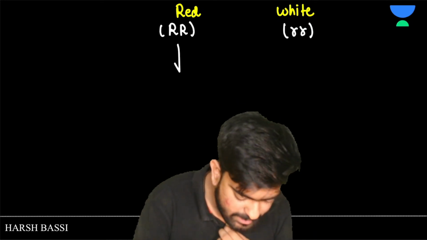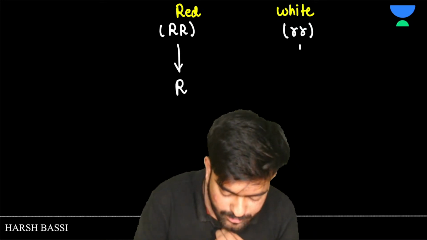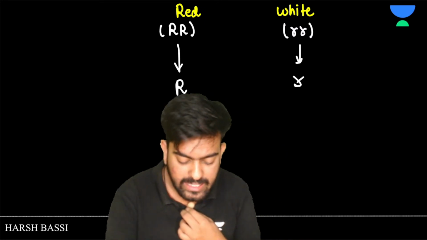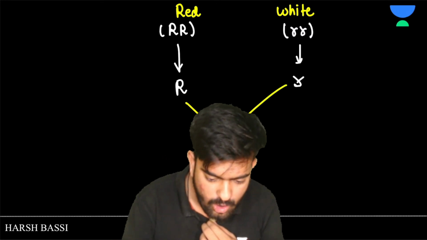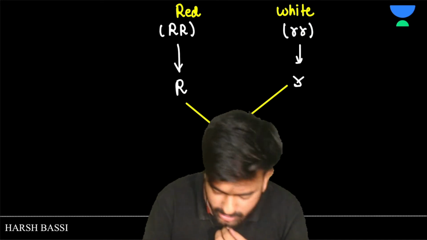Only one type of gamete we are going to get, which is capital R. Here, one type of gamete, which is small r. And then they will fuse and form capital R and small r.